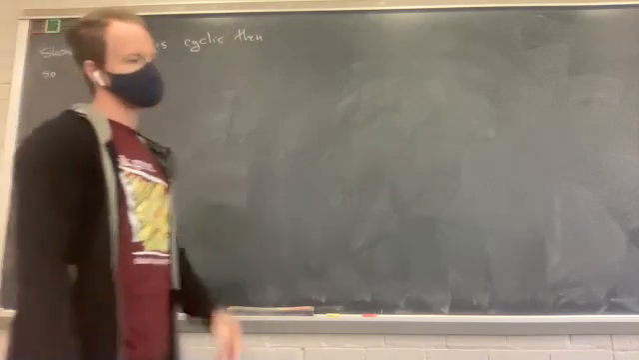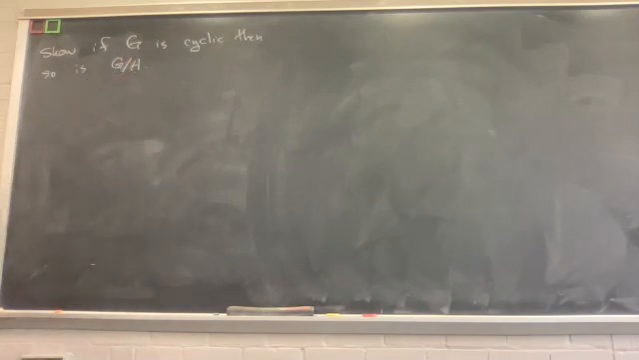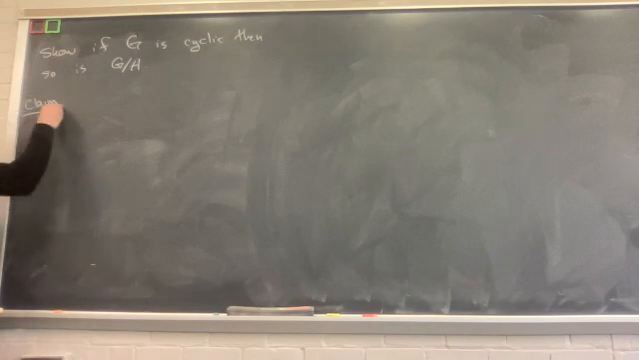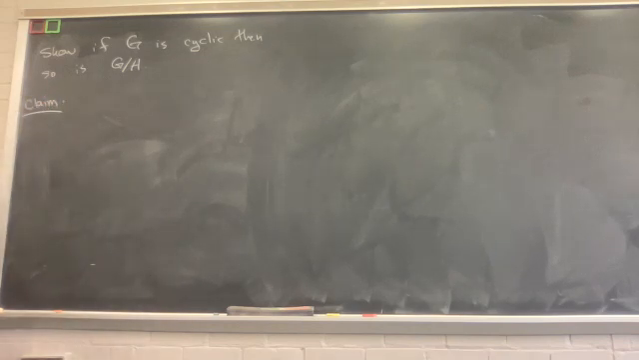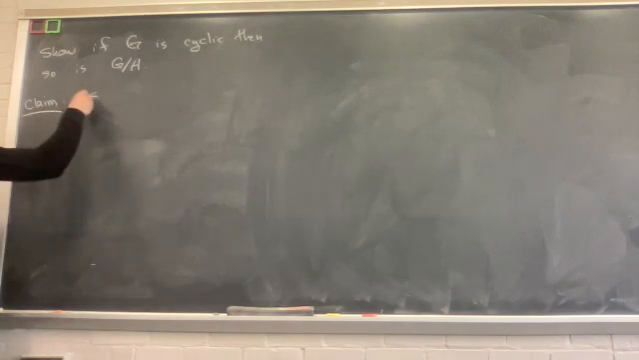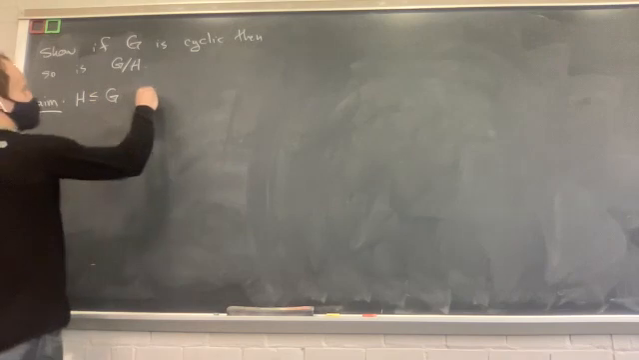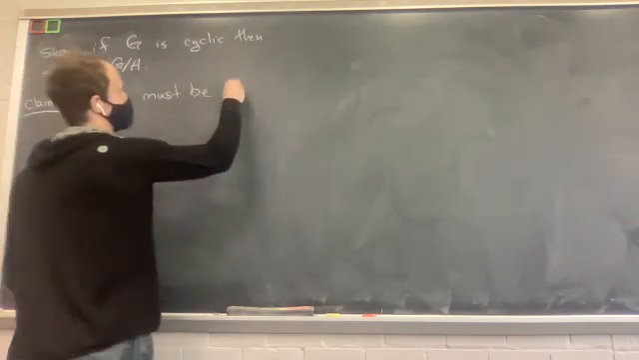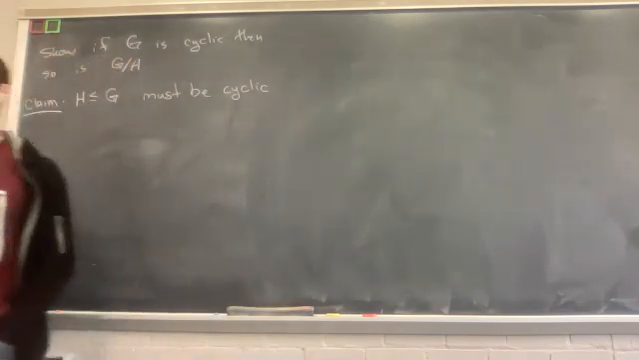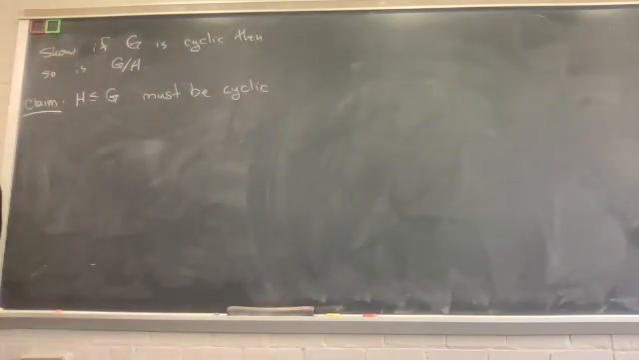Okay, so here is a little bit of a fact. And that is that if G is cyclic, then H is also cyclic. So that's maybe what we'll do as our first claim. So H, a subgroup of G, must be cyclic. In other words, every subgroup of a cyclic group is cyclic. Okay. Good. So let's prove this.